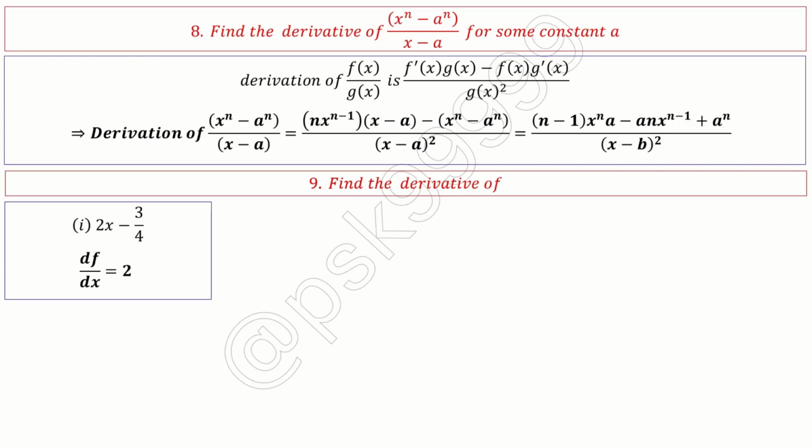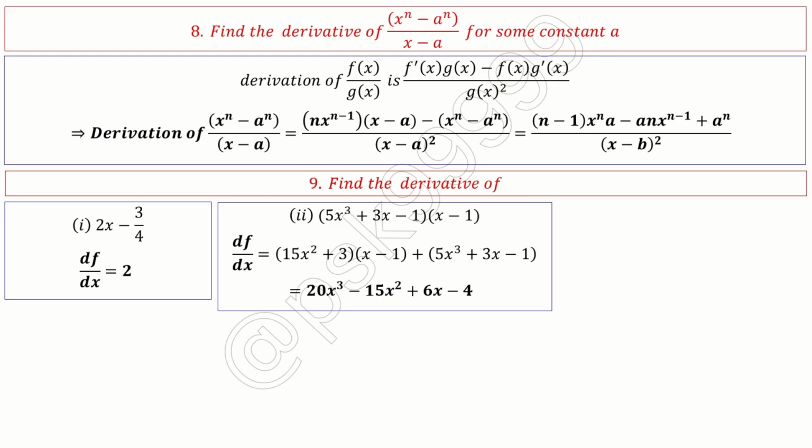Okay, 2x - 3/4 is a straightforward derivative, correct? Which is nothing but 2, because the derivative of -3/4 is 0. Then (5x^3+3x-1)(x-1). You can do it two ways. Either you multiply it out and make one single polynomial and then solve it, or you apply the f(x)·g(x) derivative rule. We call it UV. The UV derivative is U'V + UV'. So you can do whichever way.